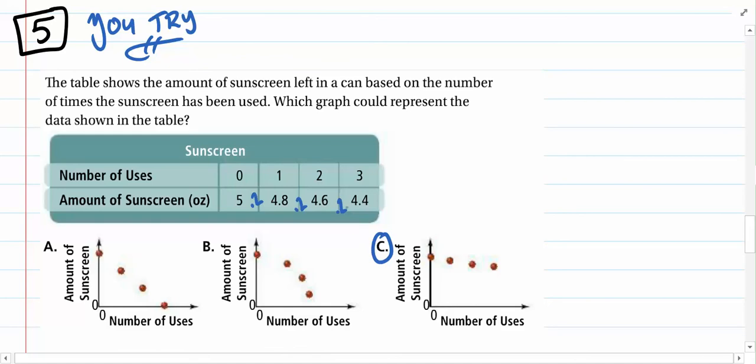So that automatically eliminates B, because look, this is a curve, right? So it's not that one. So that leaves either A or C. Well, how do I know it's not A? Because this is suggesting that after the 4th use, I would have a 0 amount of sunscreen left, whereas in this case, the 4th entry, I still have 4.4 ounces left. Therefore, the correct answer has to be C.